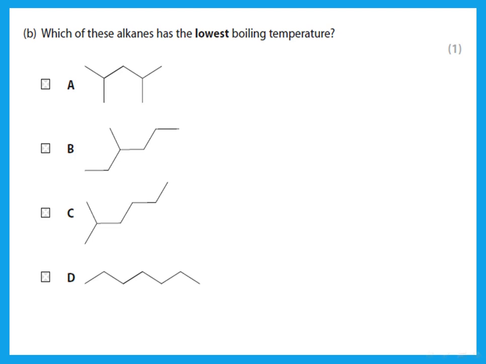Now this one, he's saying which of these has the lowest boiling temperature. Remember, all of these, if you look at them, they have the same number of carbons. But if we said if we have a straight chain like in D, that would be highest boiling temperature. The lowest boiling temperature would be the one that has more branching. So A would have the lowest boiling temperature. It has more branches. That means the molecule is smaller, more compact, and it will have a weaker van der Waals force.